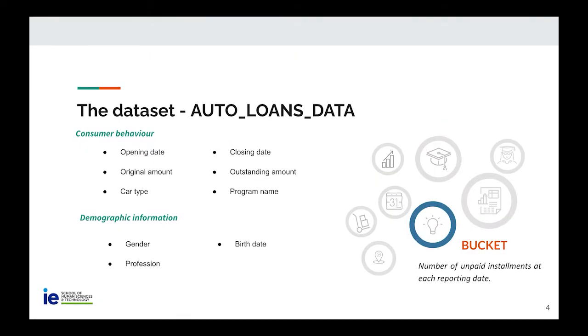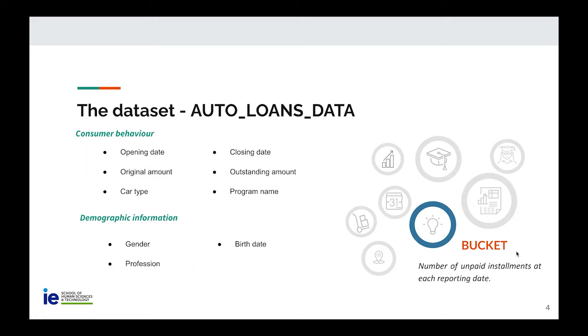Throughout the video, we will be working with the auto loans dataset, which contains historical data of consumer behavior for car loans customers, including information such as the opening and closing dates of the loan, the original booked amount and the outstanding amount, the car type, and the loan program. Additionally, for each of the customers included within the dataset, we are also provided with a set of demographic variables such as the gender, the birth date, and the profession.